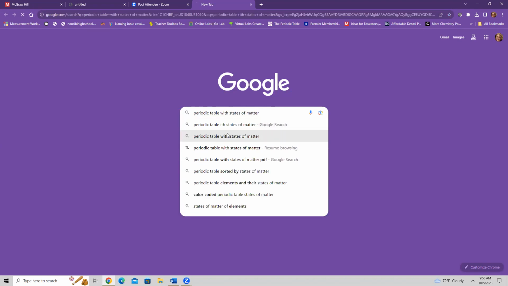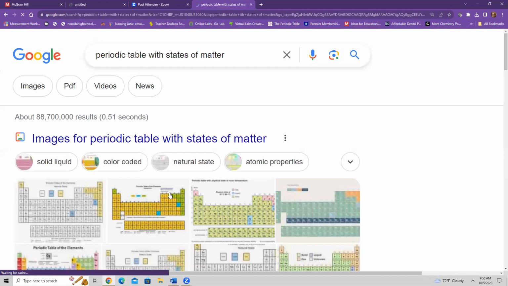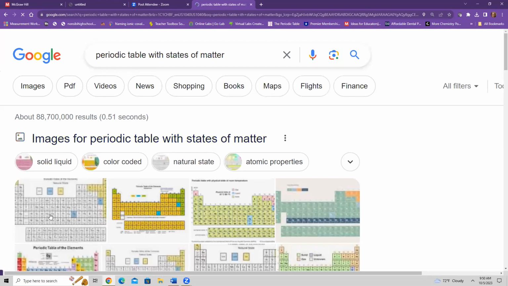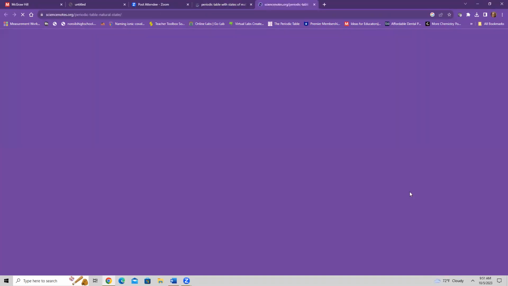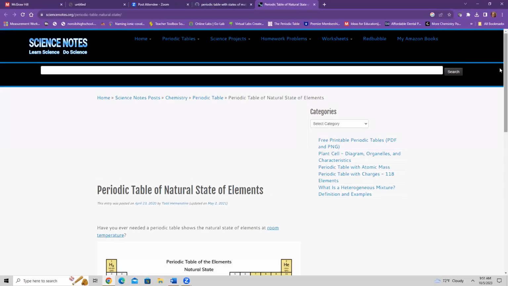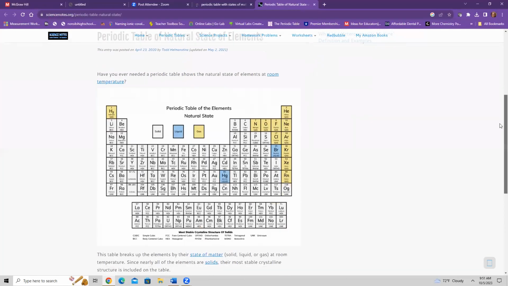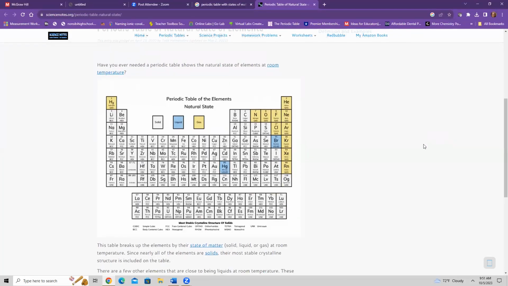Okay, and here we go. And this is the best one because they're all clear. It's very clear which one's which, I think. All right, so you can put an L for liquid, an S for solid, or just do colors, however you want. But here they are.